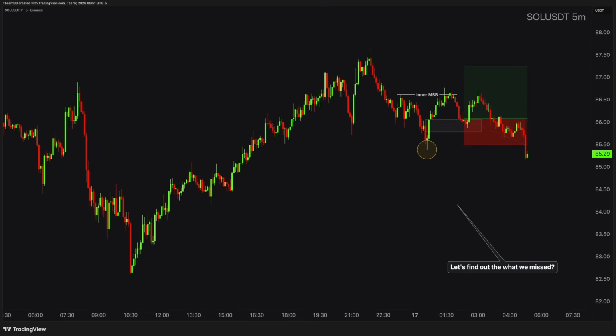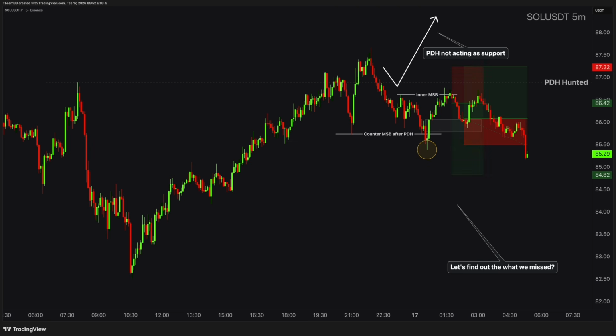Now, when I was looking at this chart from a different perspective, I also noticed that the previous day's high had already been hunted. However, on that previous day, the high did not really act as a strong support area at all. So what happened here is that the buyers simply did not have enough strength or momentum to push this price even higher. Instead, what we got was a clear counter market structure break right after the previous day high was hunted. And that alone already gives us an idea of a potential short trade opportunity here.